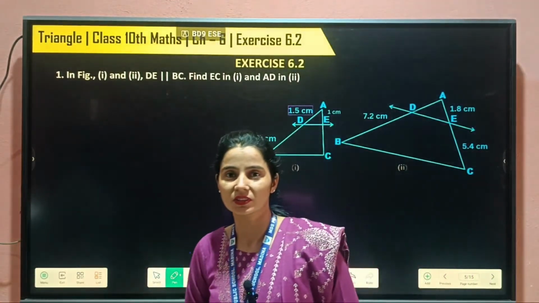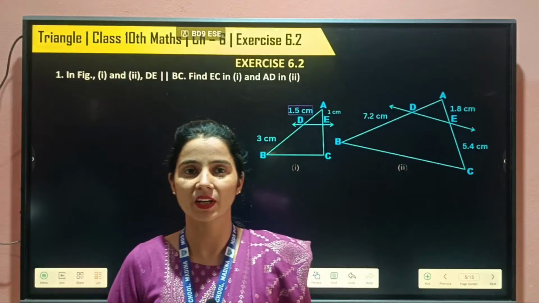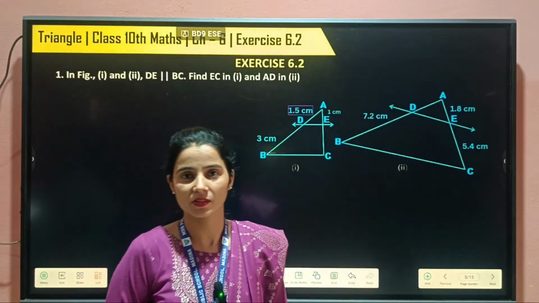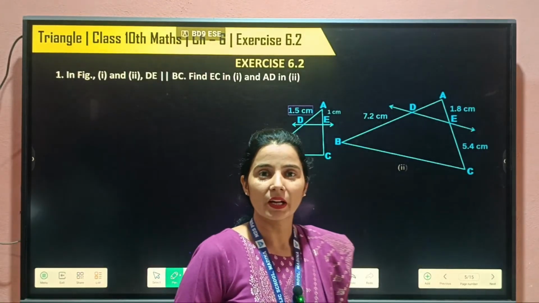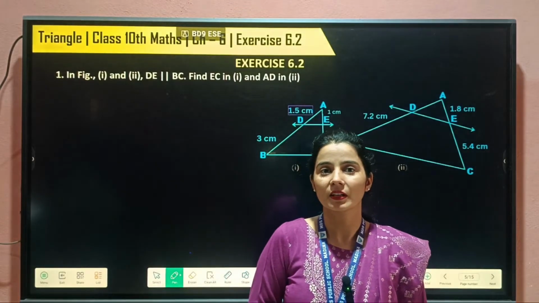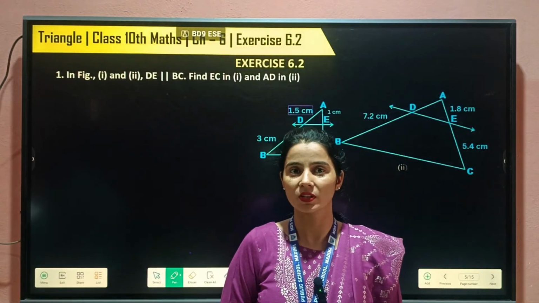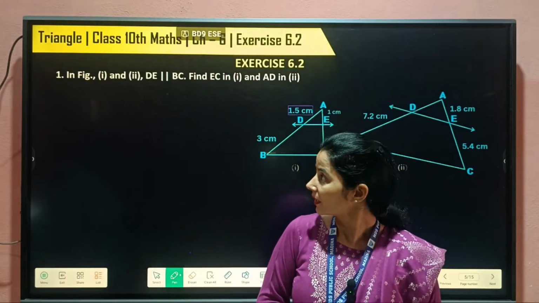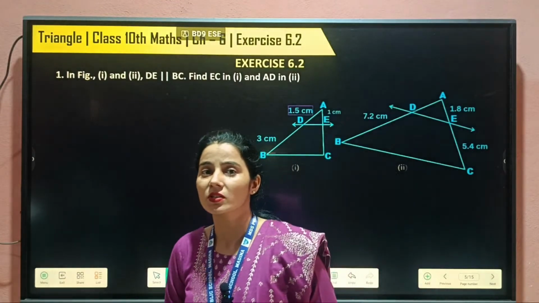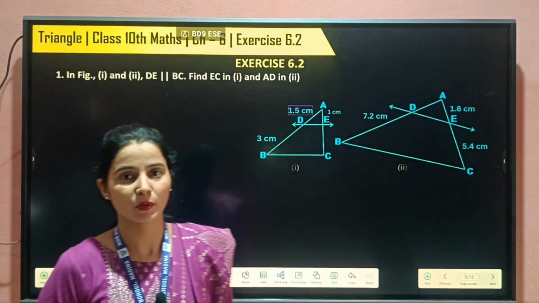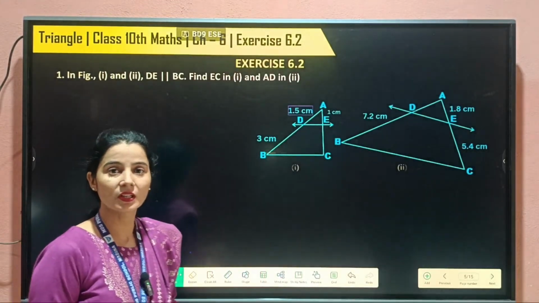Today we are going to discuss exercise 6.2 of class 10th, chapter number 6. This is your repeated class. In this live class, I will consider your doubts. So if any doubt is there, you can ask. Let us see. This exercise is based upon basic proportionality theorem, BPT, and its converse.